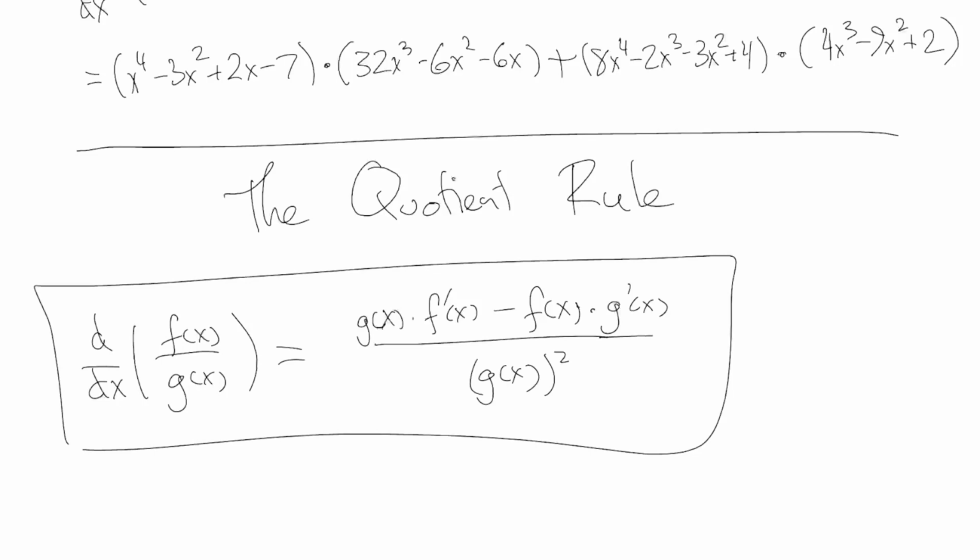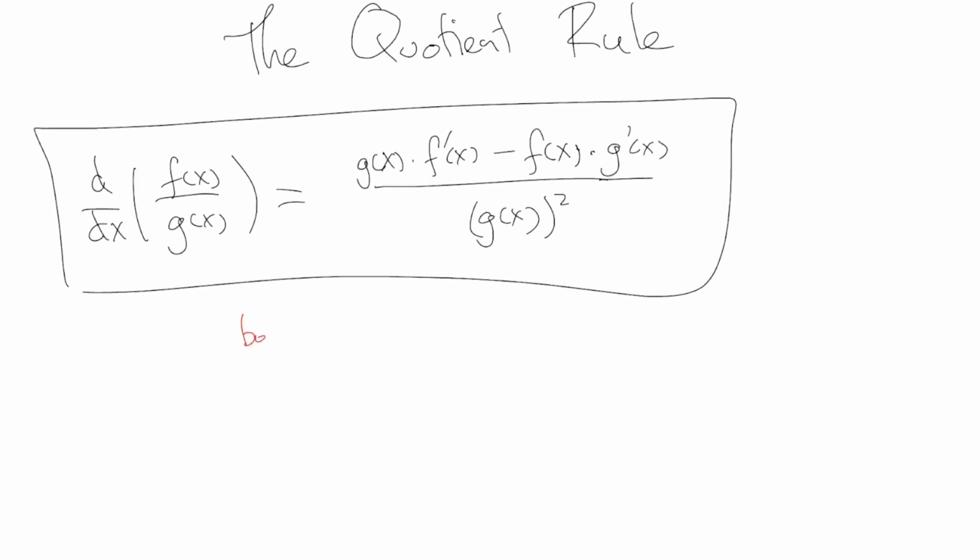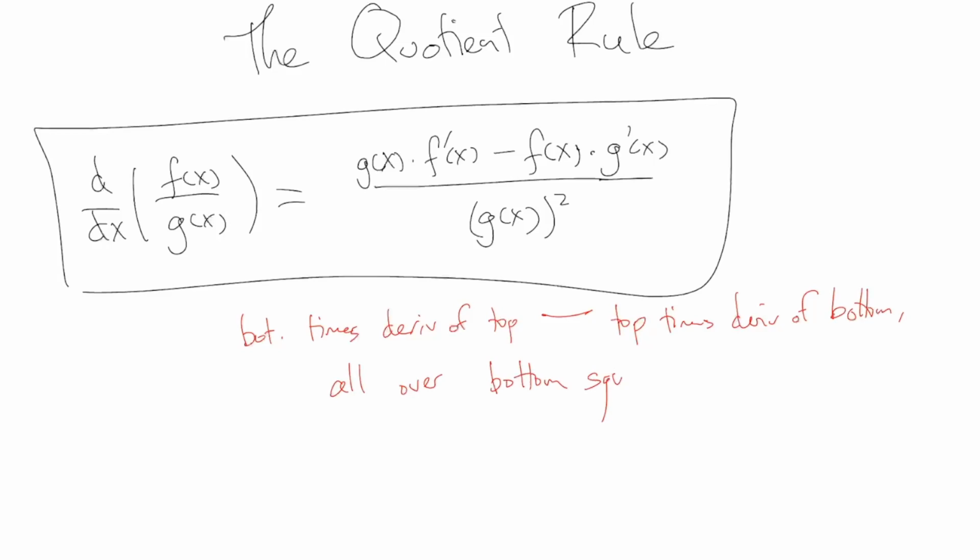And when I think of this in my head, I don't actually remember that formula. I remember all those words that I just said to myself. So it is the bottom times derivative of the top minus the top times derivative of the bottom, and then all over the bottom squared. Make sure you have the primes in the right spots in this formula, right? It's important.